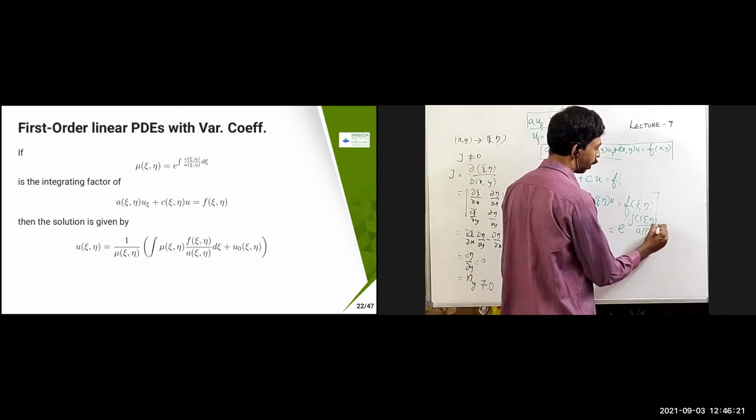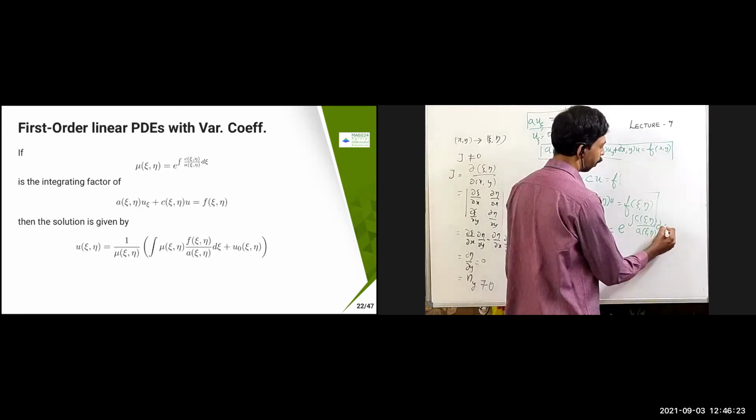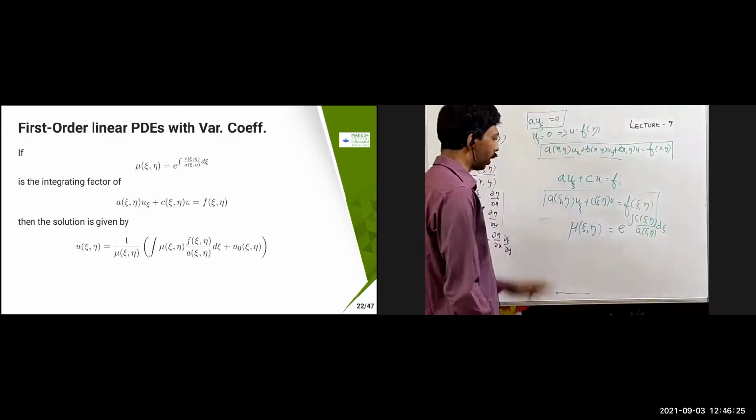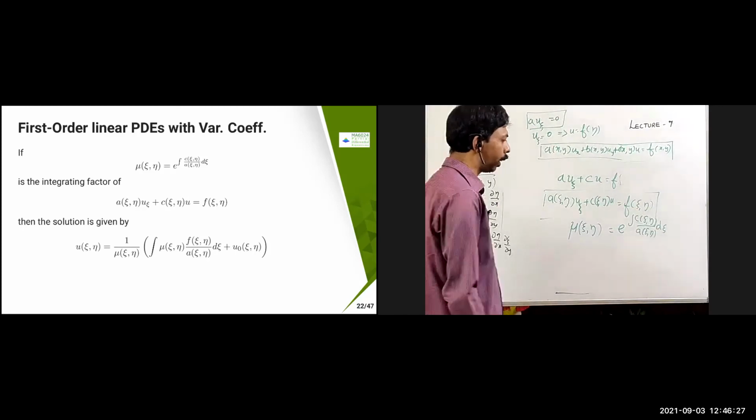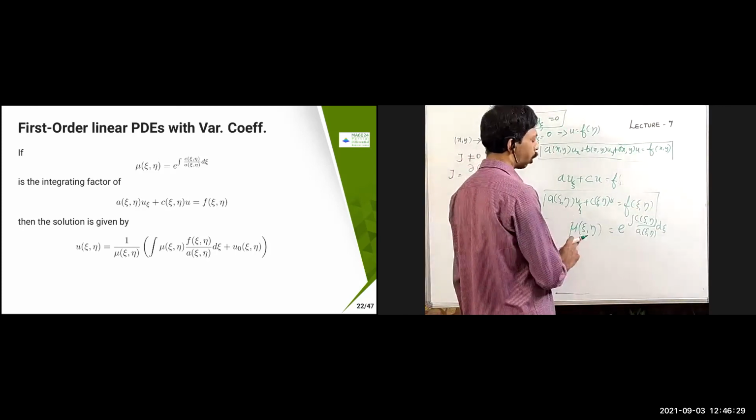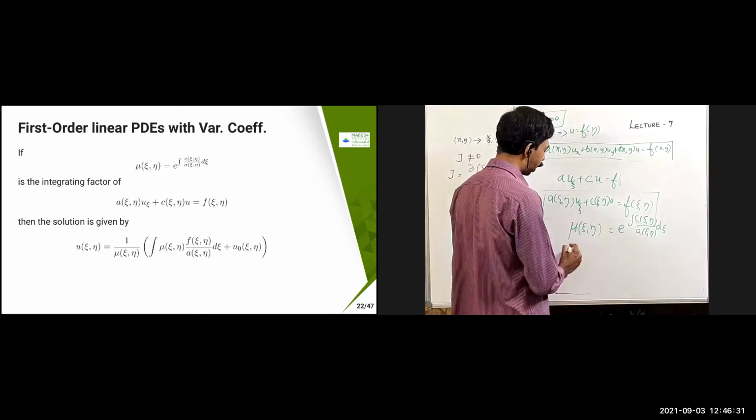This you might have studied in the ODE course. Okay, the same thing. Integrating factor you got to find it. Then you can solve this problem. Okay, this is going to be the integrating factor. Then u of chi comma eta you can find it.